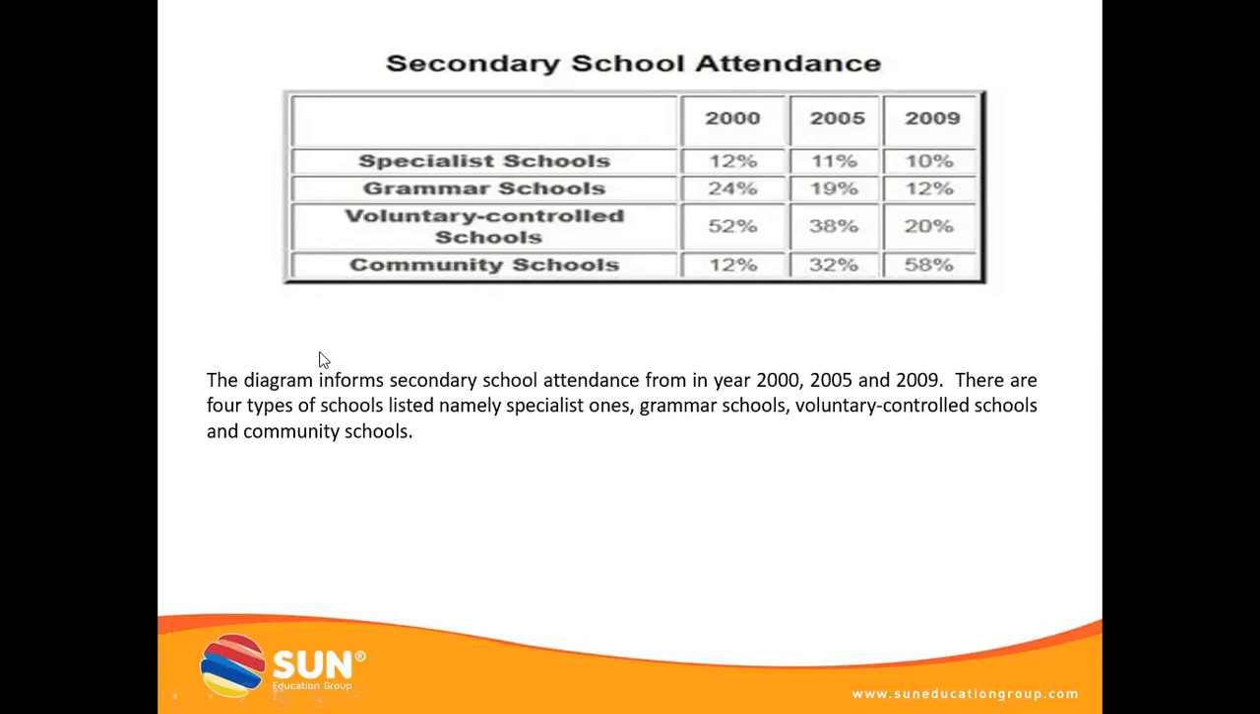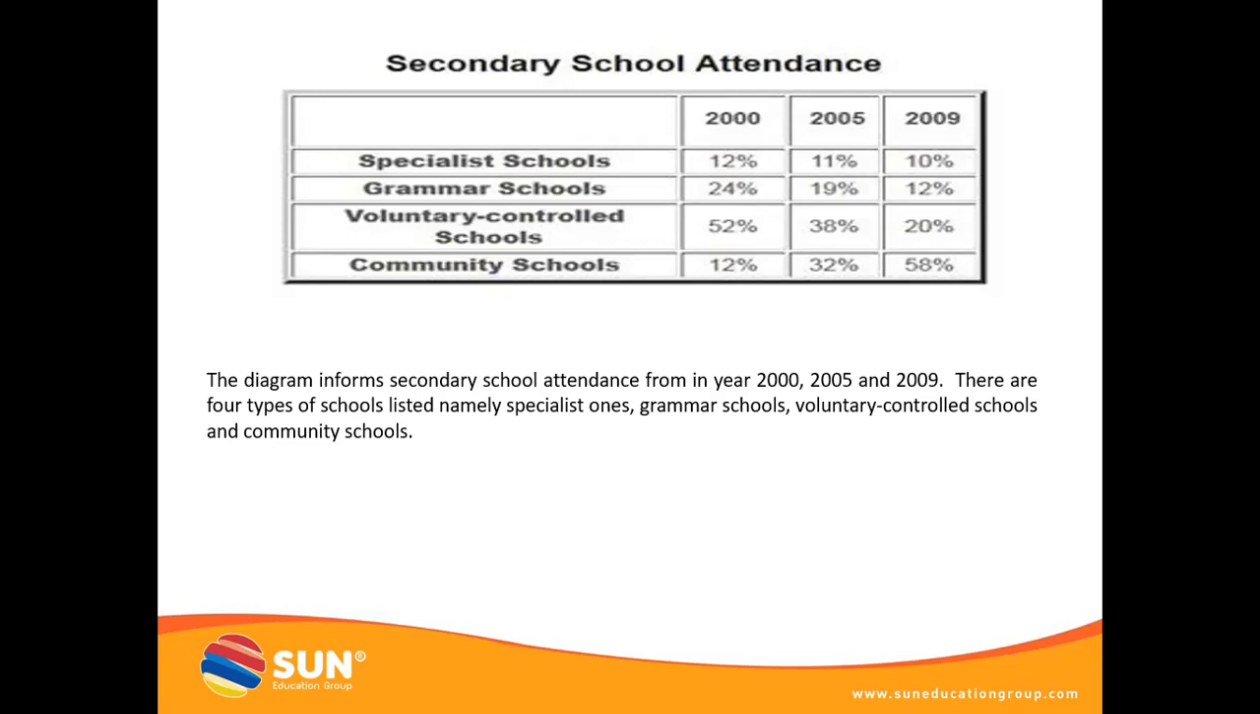So paraphrase the title of the diagram. The diagram informs. Besides using informs, you can also use, no, I will not use tells. You can use reveals. So we start with paraphrasing the title of the diagram. The diagram informs secondary school attendance in year 2000, 2005, and 2009. Full stop. How many items? In this case, schools. There are 4 types of schools listed, namely specialist schools, grammar schools, voluntary controlled schools, and community schools. This is paragraph 1, the introductory.